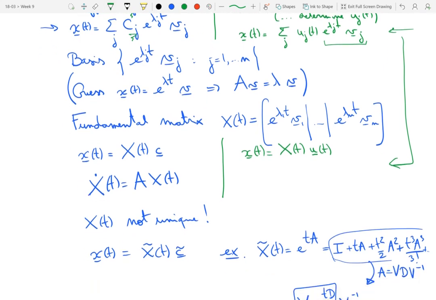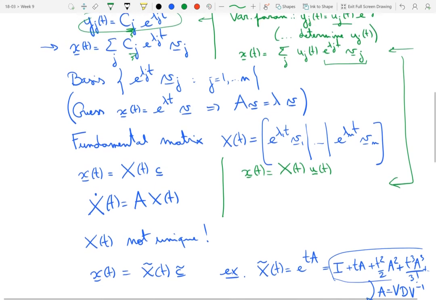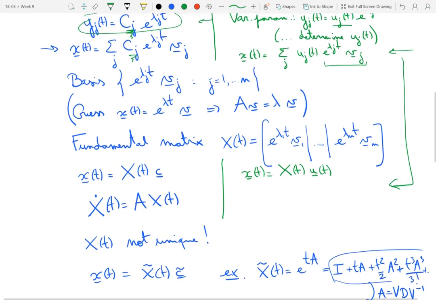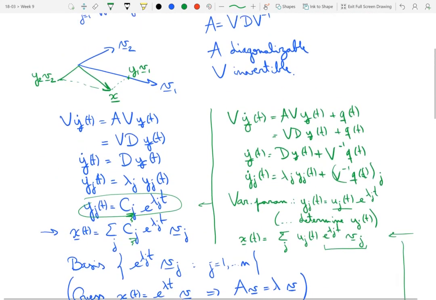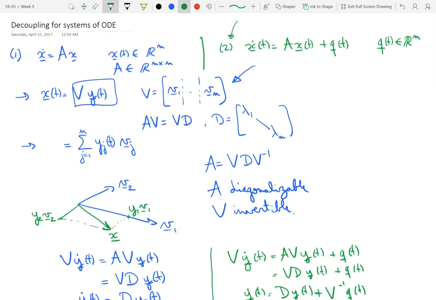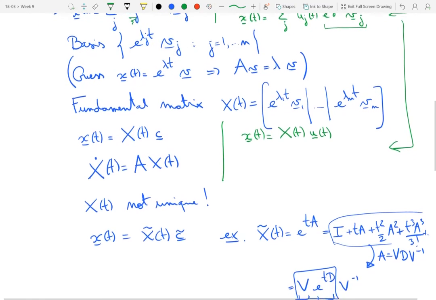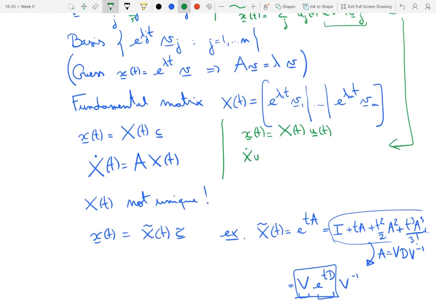And now we substitute that in our ordinary differential equation. So let's make it clear what we're doing here. We're plugging this expression we just obtained into the equation 2 we started from here, now the inhomogeneous one. So let's do that. And what happens is this: we have x dot u plus x u dot is equal to A x u plus q. Now, because we know what x dot obeys, which is this one, we can get rid of this term and that term. They cancel out, and we are left with an expression for u dot.